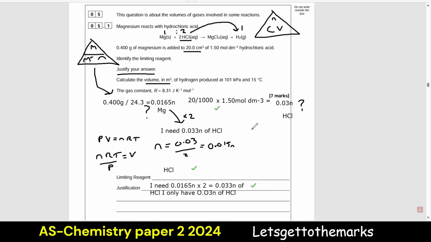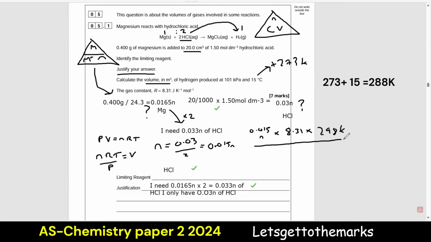What we're going to do now is go 0.015, that's my moles, and I'm going to times that by R, which is 8.31. And now I need to times that by T, which is the temperature, and the temperature is 15 degrees. However, in the ideal gas equation, we need to add 273. So my temperature I need to put into Kelvin. So we're going to add 273, and that's going to give me 298 K. Okay, are you with me?